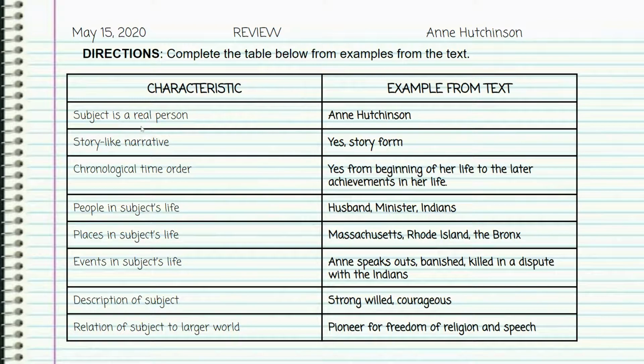So the subject is a real person. Yes, it's about Anne Hutchinson. Is it written in story-like narrative? Yes, it's story form. Is it in chronological order? Yes, it's told from the beginning of her life to her later achievements in her life.